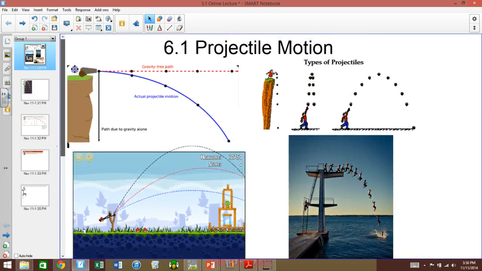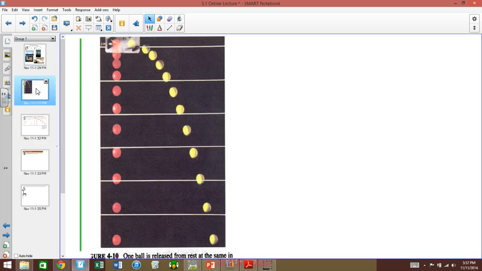Guy jumping off a high dive. The first thing I took, this is a picture that I use a lot. And it's got a ball that's being fired, and it's got a ball that's being dropped. And I want to look at the ball that's being fired forward. Now, this is what we call a motion diagram, if you remember back from Chapter 1, or Chapter 2, actually. It's a series of pictures taken at equal time intervals.